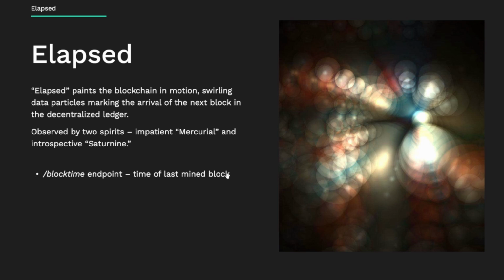Then there is Elapsed. Elapsed uses another endpoint, which is block time. Block time provides us the time of the last mined block. Basically, it says that this block was mined on this day, this hour, etc. So Elapsed is calculating how much time has elapsed since the last mined block. Since the artwork has two personalities, one is mercurial and another is saturnine, it either goes super excited, super dynamic, and it speeds up, or it goes introspective and slows down, waiting for the next block to come. When the next block comes, the speed comes back to normal, and then again the countdown or the count up starts again.